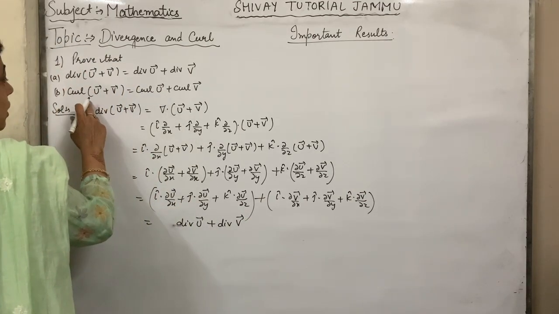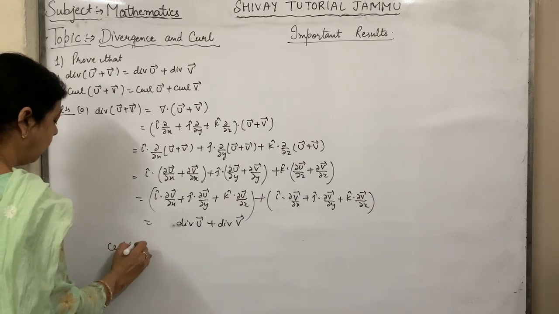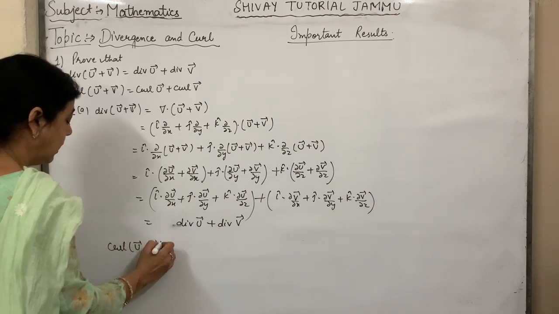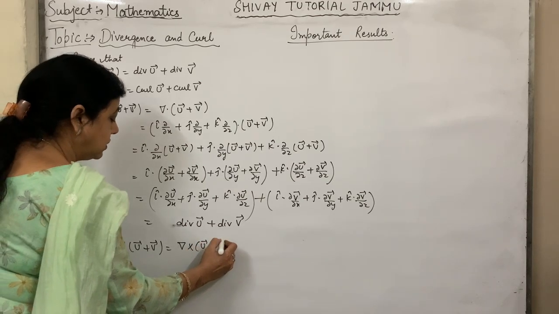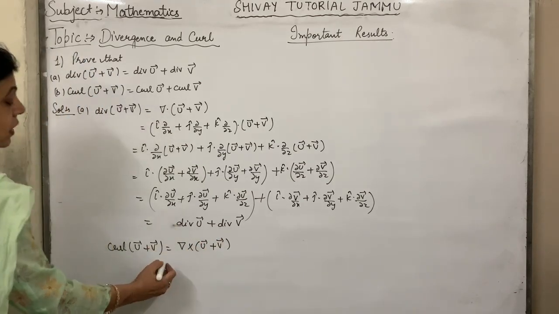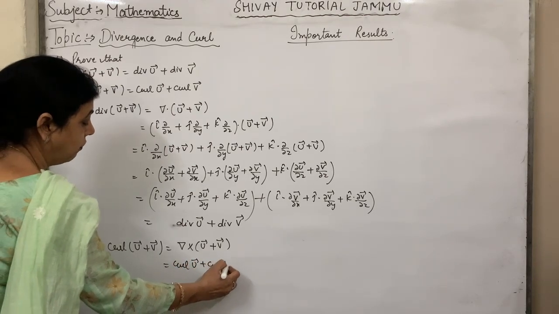And for curl, what is curl of u vector plus v vector? Simply replace dot with cross. The rest of the steps remain the same. You will get curl of u vector plus curl of v vector.